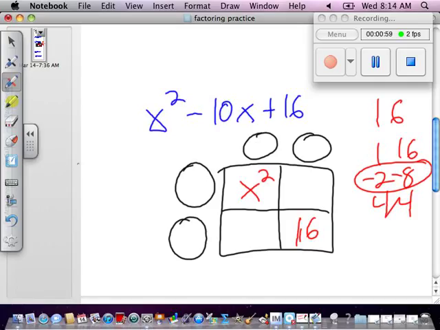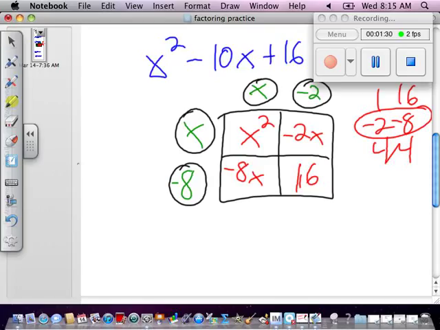Okay, so I know I've got an x here. I've got an x here because that makes x squared. Now I'm going to make sure one of these is negative 2, one of these is negative 8. So then I get negative 8x and negative 2x. That adds together to give me negative 10. Negative 8 times negative 2 gives me 16. Does that box all correct? Yes. So then I've got my answer, which is x minus 2 times x minus 8.